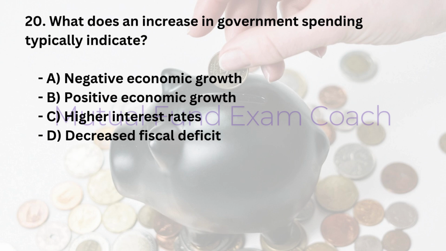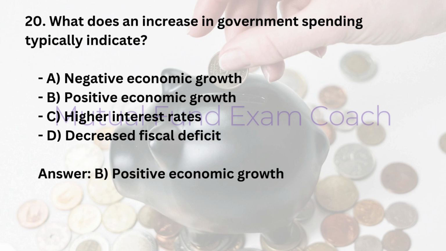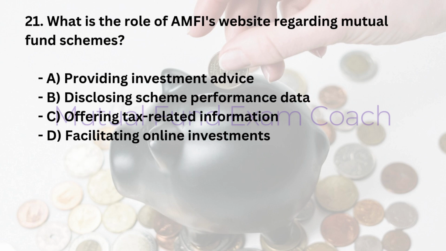20. What does an increase in government spending typically indicate? A. Negative economic growth. B. Positive economic growth. C. Higher interest rates. D. Decreased fiscal deficit. Answer: B. Positive economic growth.